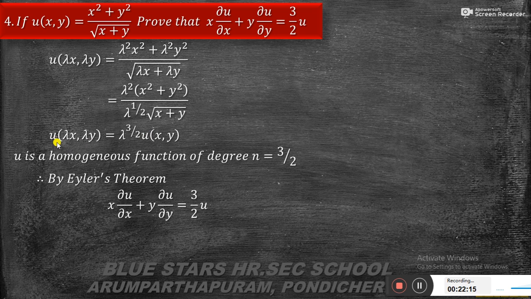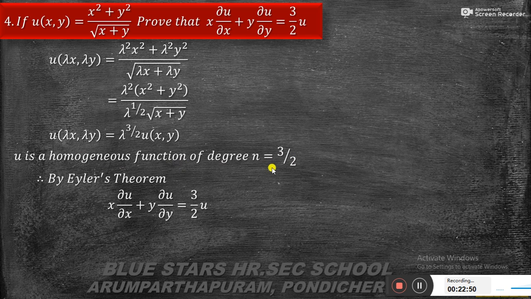So in the next step, u of lambda x comma lambda y equal to, that means we write it lambda power 2 minus 1 by 2. So lambda power 2 minus 1 by 2 means 4 minus 1, 3 by 2, lambda power 3 by 2 into u of, this is the given function, that means x square plus y square by square root of x plus y. This is the u of x comma y. So this is a homogeneous condition. Therefore from this we conclude that u of x comma y is a homogeneous function of degree n equal to 3 by 2.